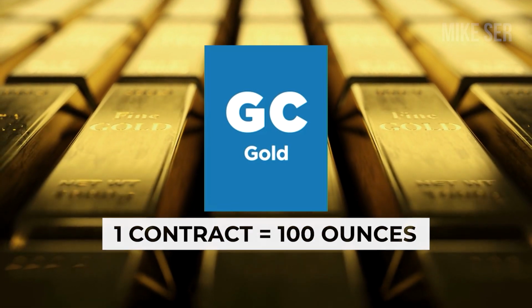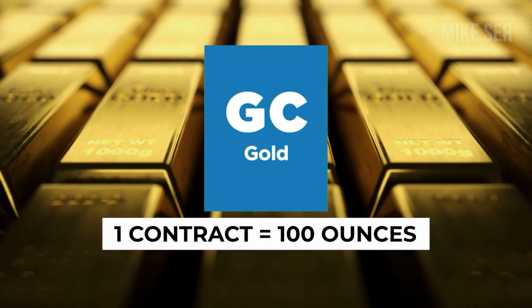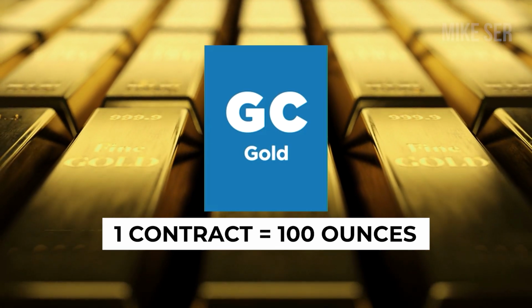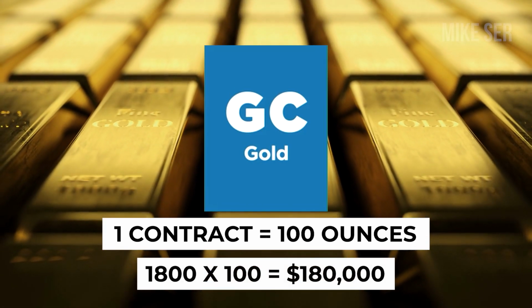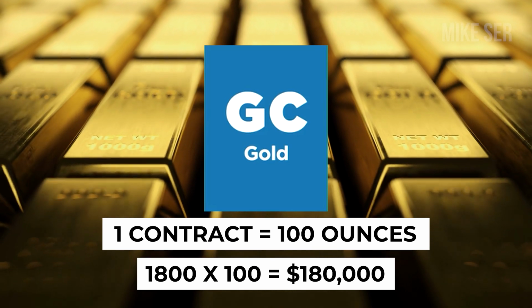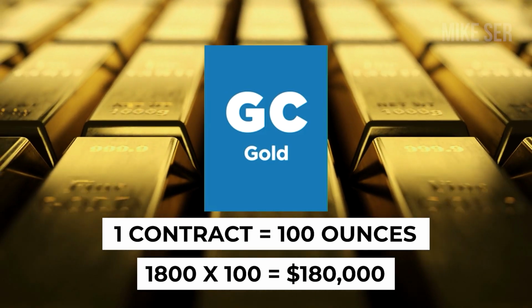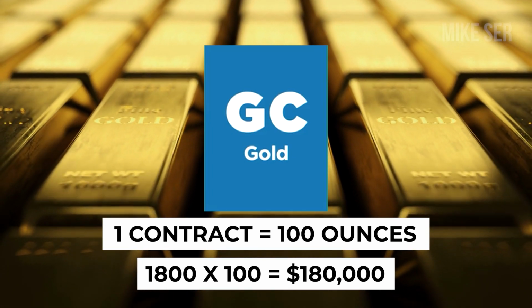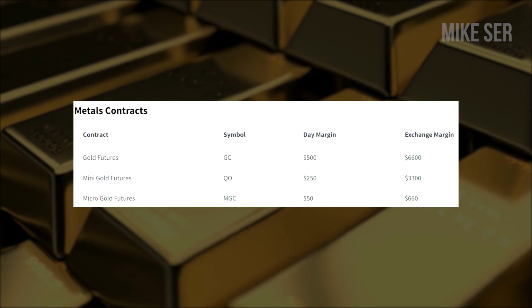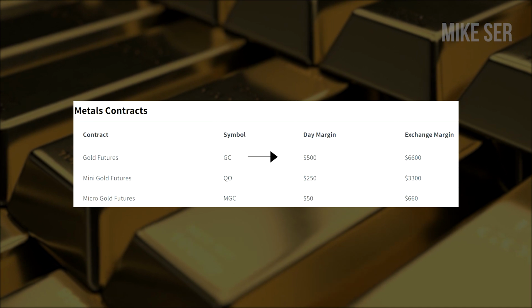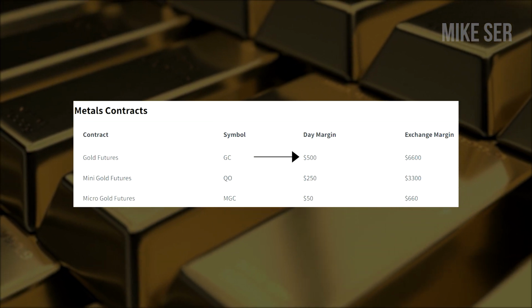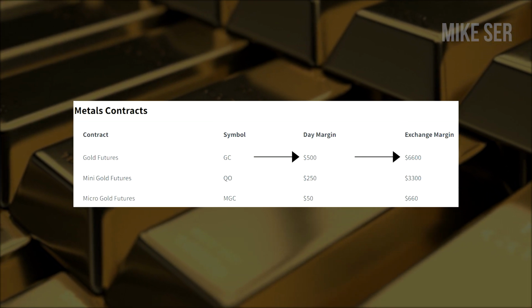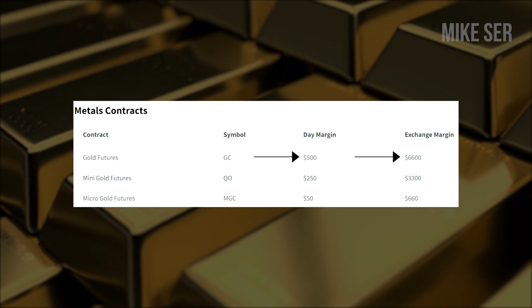Now, each contract size of a gold contract represents 100 ounces of gold. So if gold is currently trading at $1,800 per ounce, the value of one contract is worth 1,800 times 100, which is equivalent to $180,000. If you're day trading, you only need a margin of $500 in your account, while if you're holding the contract overnight, you need a margin of $6,600.